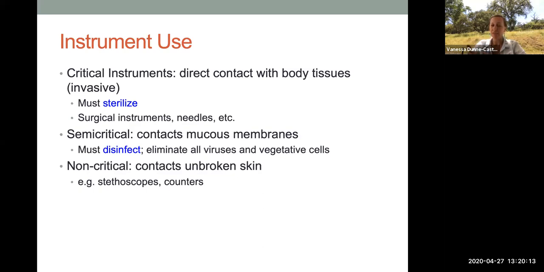You have to obtain a high level of disinfection because you want nothing viable to be on that instrument if it's going into the body. But as long as it does not penetrate the mucous membranes, we don't need to worry about spores, because spores do not do very well in that area of the body, essentially, because you have normal flora that can eliminate those spores. So you do want to eliminate all viruses and all viable vegetative cells. High level of disinfection for these ones. And then a non-critical instrument would be something that contacts unbroken skin, right? So a stethoscope or even the surfaces would be non-critical, down at the bottom of this list.